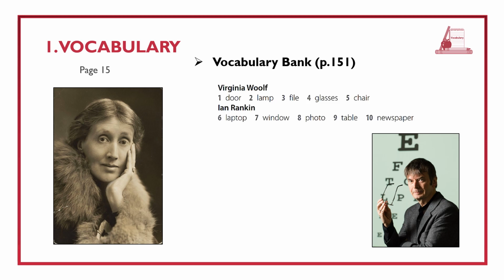Let's check together. So, in Virginia Woolf's room, we have number 1, the door, 2, lamp, 3, file, 4, glasses, and 5, chair. And in Jan Rankin's room, we have 6, laptop, 7, window, 8, photo, 9, table, and 10, newspaper. Now, please go to Vocabulary Bank, page 151.